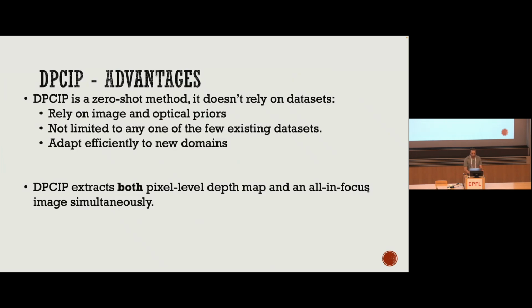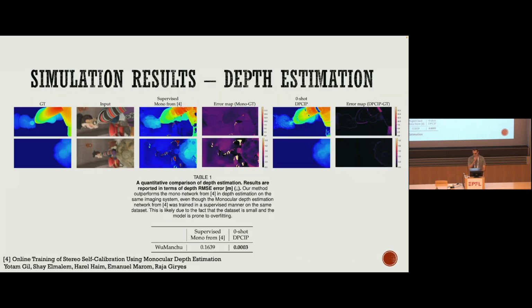So, to sum up, we have a zero-shot method that doesn't rely on any data sets. Instead, we rely on image priors with the generator and optical priors, or knowledge of our imaging system. And thus, we're not limited by any of the existing data sets because we're not training it supervisedly. And we can adapt efficiently to new domains. In addition, another advantage is that we can extract both the pixel level and the depth map simultaneously, all together. So now to see some results.